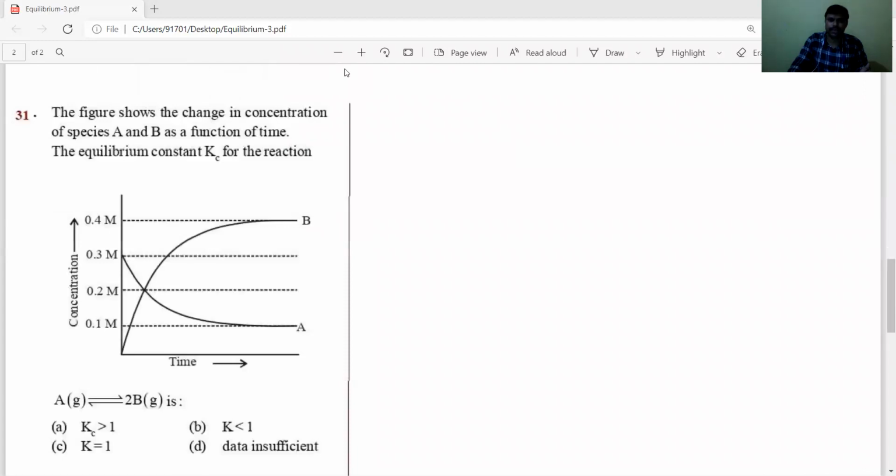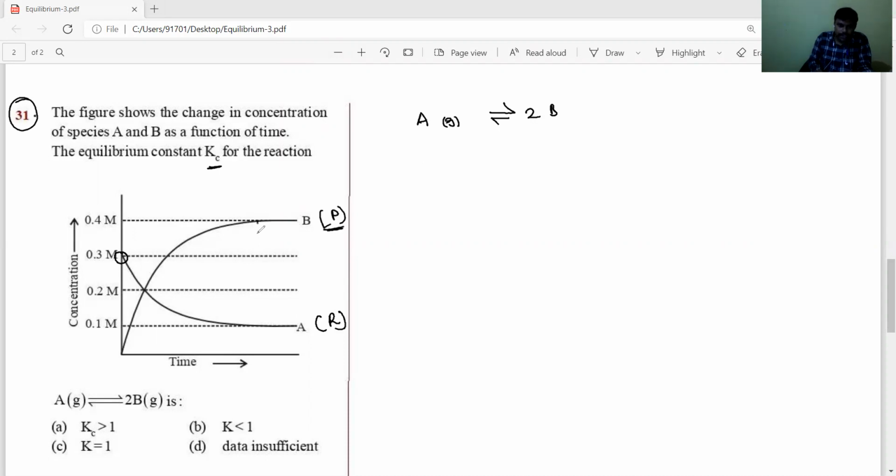This is a very important graphical representation question, and very easy. You just have to observe from the graph what they asked: what is the Kc value, the equilibrium constant. In the given reaction, A is converted into 2B. Look at the initial concentration of A. This is the reactant and this is the product.